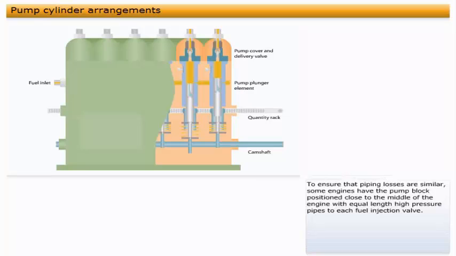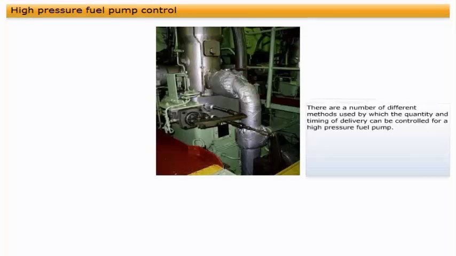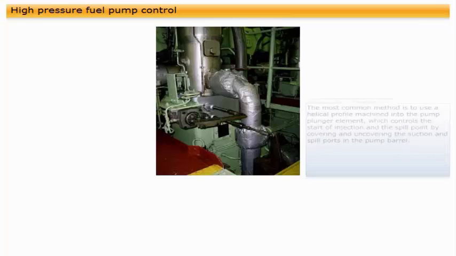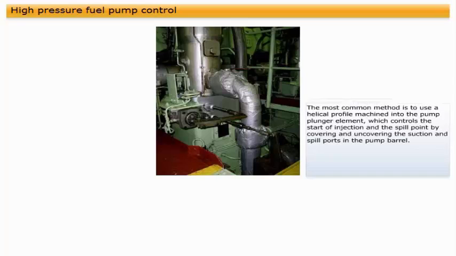There are a number of different methods used by which the quantity and timing of delivery can be controlled for a high-pressure fuel pump. The most common method is to use a helical profile machined into the pump plunger element, which controls the start of injection and the spill point by covering and uncovering the suction and spill ports in the pump barrel. Depending on how the helix is positioned, either the start or end of injection, or both, can be varied.